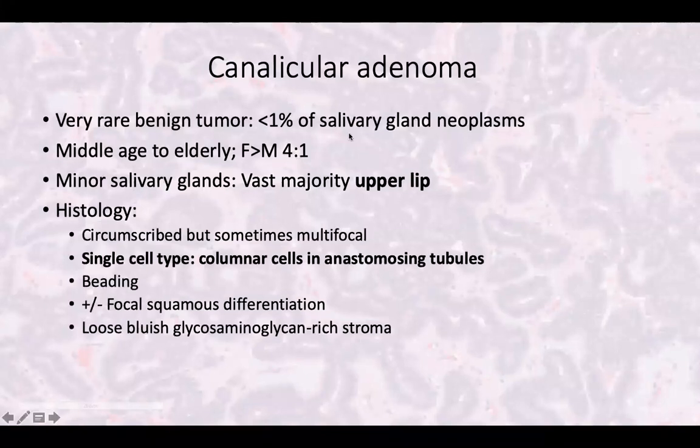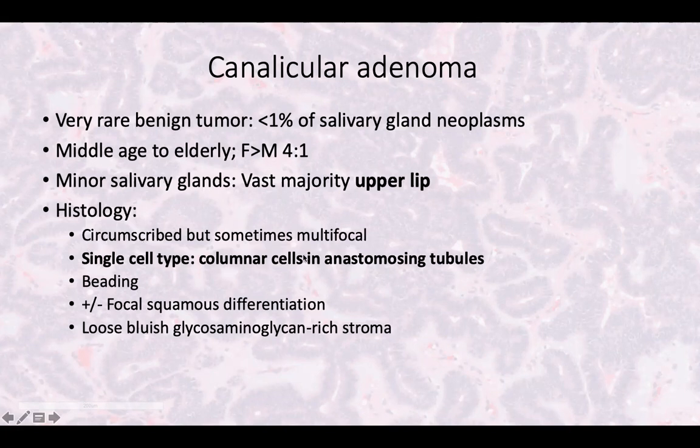And by the way, I have no idea why it occurs on the upper lip, and I haven't seen anybody propose a good theory as to why they should occur there more frequently. So by histology, we sort of saw it. They tend to be circumscribed. They're sometimes multifocal, which I'll show you. And it is a single cell type.